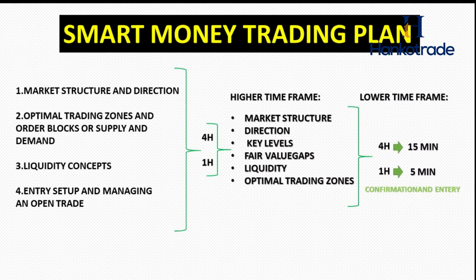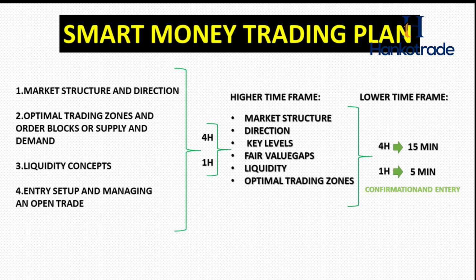Let's dive right in. Before I unveil the trading strategy, there are a few key concepts in the smart money trading plan that require practice on the chart to fully grasp. So, let's take a closer look. Firstly, we have market structure and direction. This involves determining the crucial levels of the chart structure and identifying whether the market is bullish, bearish, or directionless. Next, we have optimal trading zones and order blocks. These specific areas on the chart can potentially provide us with high probability trade opportunities.